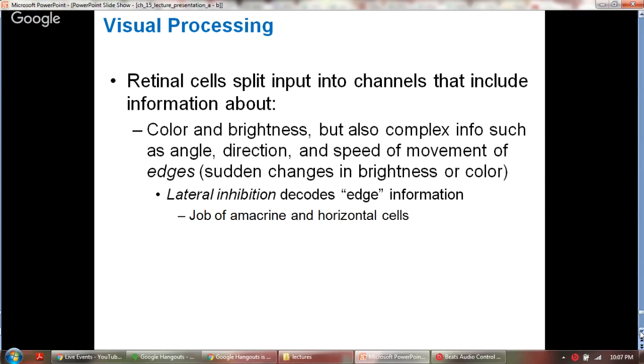The next important topic is visual processing. This is where the retinal cells split into channels, which include information about color and brightness. They also contain complex information such as the angle of an image, the direction and speed of movement, the edges, and so on.